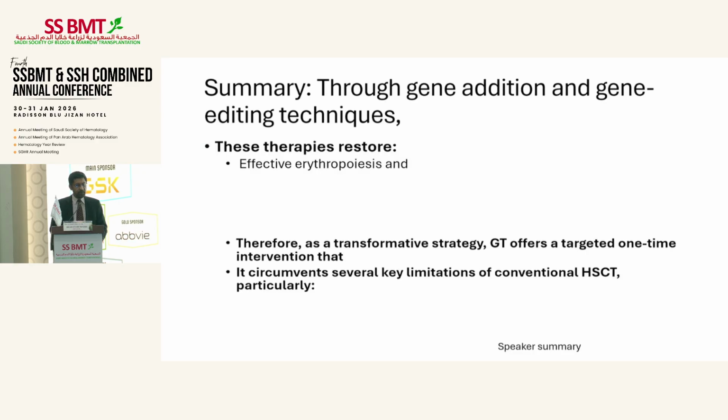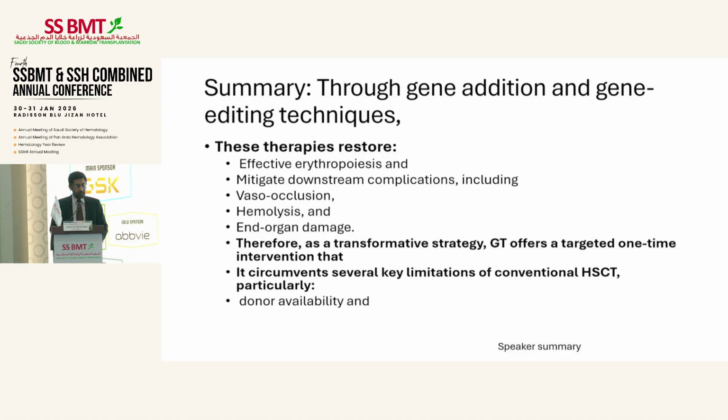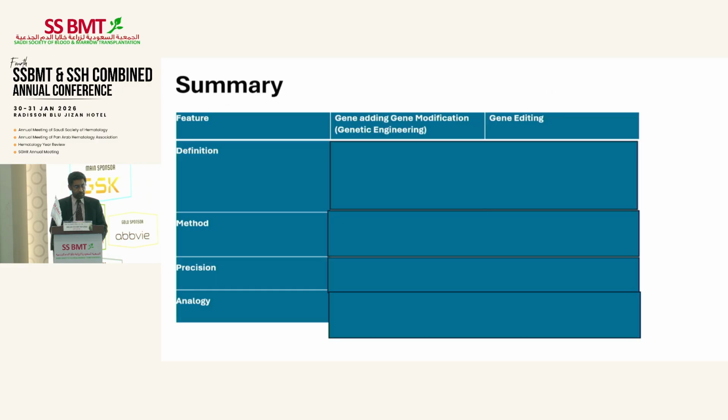So in summary, these gene therapies are effective in erythropoiesis and maintaining erythropoiesis. They mitigate downstream complications, including vaso-occlusive crisis, hemolysis, and end organ damage. They are transformative as one-time intervention, and they produce a good quality of life. And you don't need a donor to treat patients. You can treat them with their own stem cells. Complications like graft-versus-host disease are prevented, are not part of complications of this intervention.